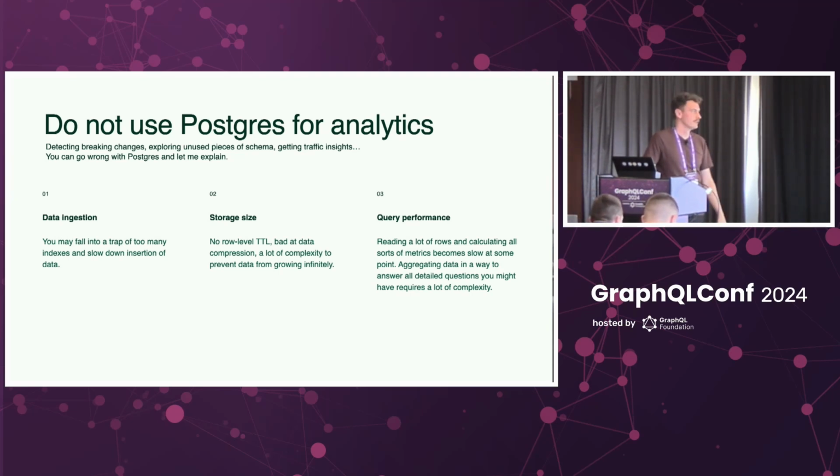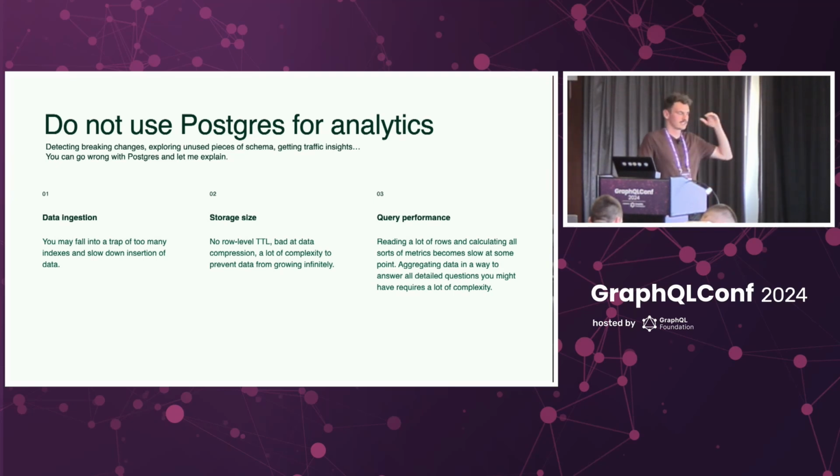Storage size. You need to delete some data after a while. You cannot store it forever. In Postgres, there are no really good mechanisms to do it. So your schema has to grow infinitely, or you have to introduce some kind of cleanups, and it just adds complexity to your custom solution. The same applies to data compression. Postgres is not really good.